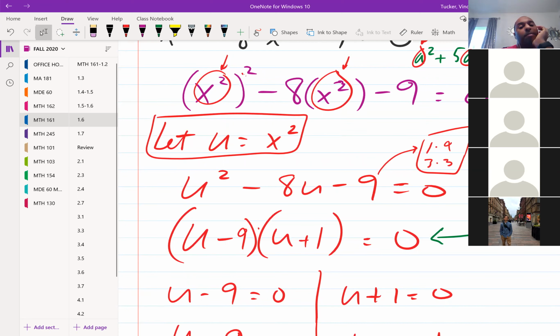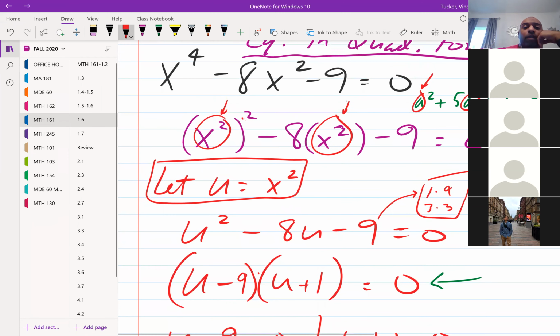Professor Tucker, I've got a question. Yep. Your center term with 8x squared, can you automatically assume that your u is going to be x squared by looking at your center term? Well, you can, but you still have to see this x squared squared. You still would have to see x to the fourth in the front. If you saw, let's say, x to the fifth, then it's not in quadratic form. So you still have to see x to the fourth.